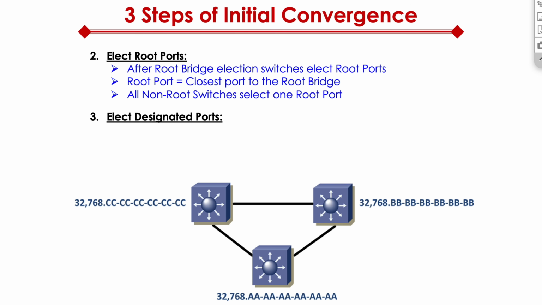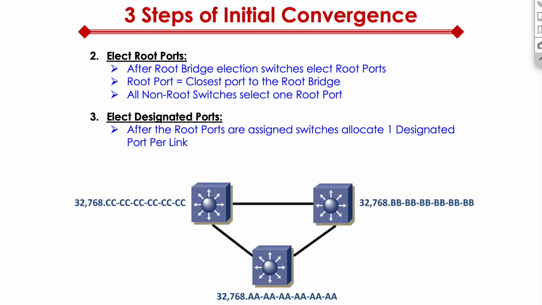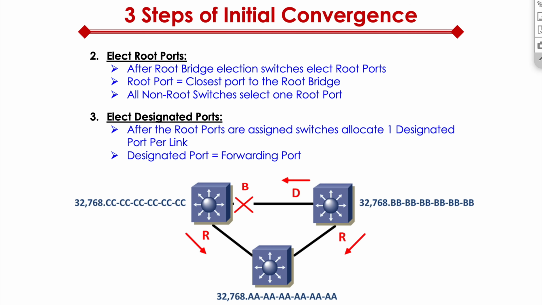Third, we want to elect designated ports. After the root ports are assigned, switches allocate one designated port per link. Designated port equals forwarding port. So if you look at the topology here, considering the bottom switch is the root bridge, both switch B and C will have a root port pointing to the root, and then switch B will have a designated port pointing to switch C. However, the port on switch C going toward B is going to be in a blocking state.